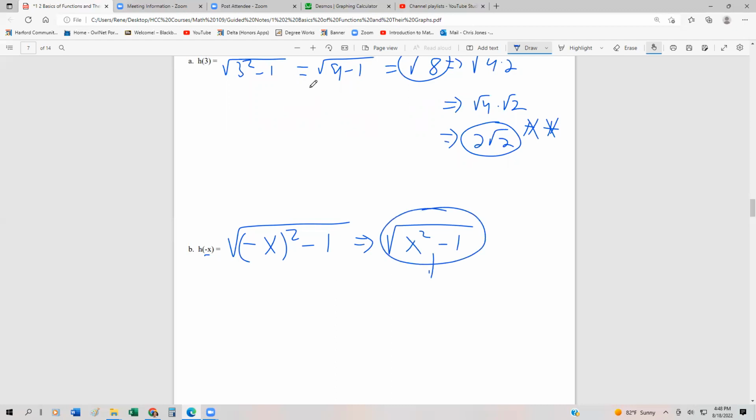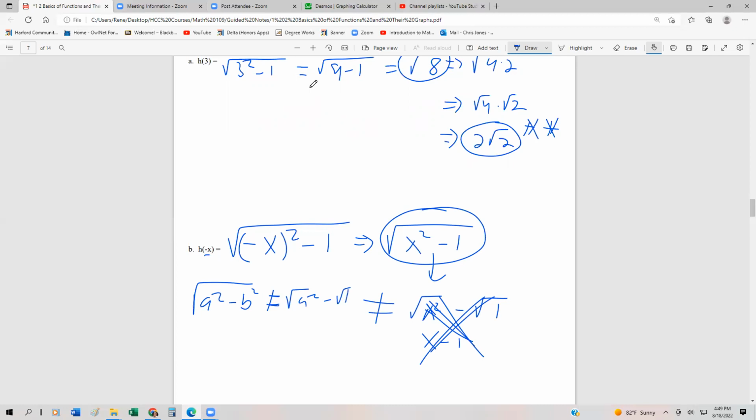I want you to notice that this is not equal to the square root of x squared minus the square root of 1. Okay, or you can't just write that as x minus 1. That is not correct. It only works with multiplication. Okay, so if I have a squared minus b squared under a square root, that is not the same thing as the square root of a squared minus the square root of b squared. But if I have a squared times b squared, then that is valid to break that up as the square root of a squared times the square root of b squared. All right, so be careful with your algebra rules.